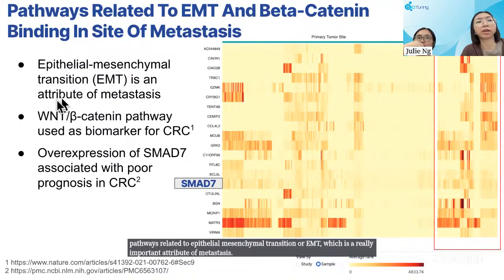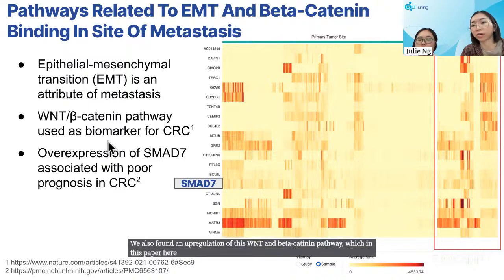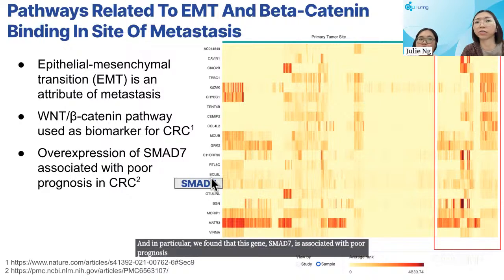We also found an upregulation of the WNT and beta-catenin pathway, which in this paper is used as a biomarker for CRC. And in particular, we found that this gene, SMAD7, is associated with poor prognosis in colorectal cancer as well, according to previous literature.